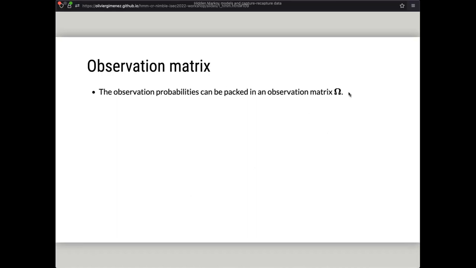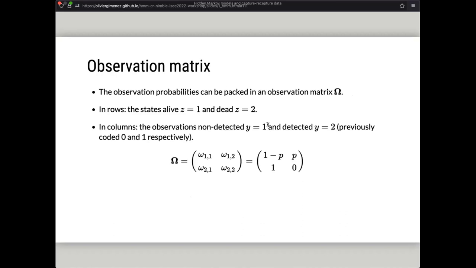In rows, we're going to have the states, alive and dead, ones and twos. In columns, the observations, non-detected and detected, ones and twos. Okay, so I switched to ones and twos, I just added one to the observations, which were non-detected zero and detected one. It's just more convenient for Nimble or JAGS or the software you use. It doesn't like zeros. When you index stuff with zeros, it doesn't work. So you have to start at one. So let's say non-detected is one, so zero plus one, and detected is two, one plus one.